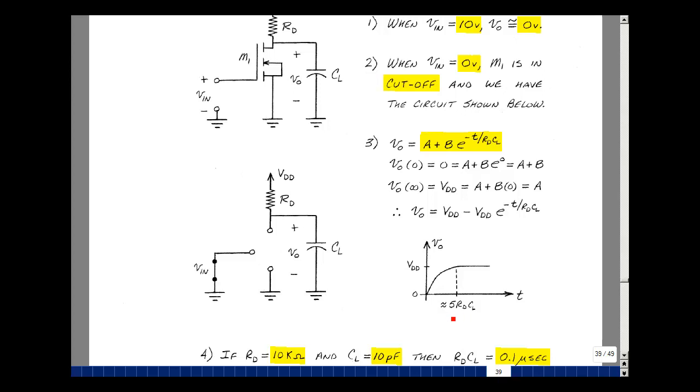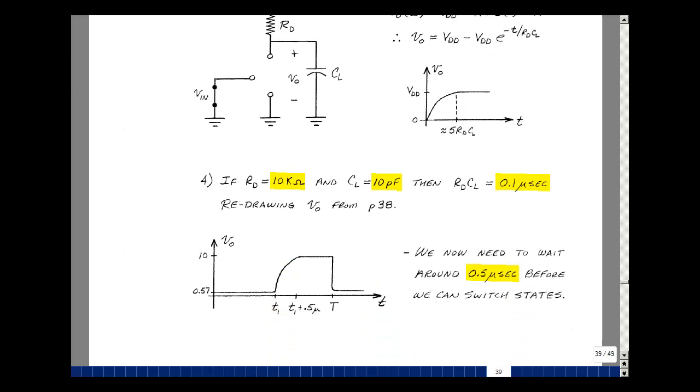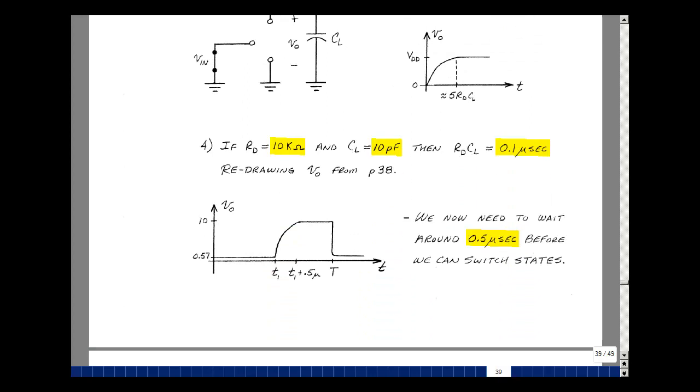It takes about 5 time constants to get to steady state. Now suppose that R sub D were 10K and C sub L were 10 picofarads. Then our time constant would be 0.1 microsecond. If we go back to page 38, we do have an initial condition of 0.57, and we will eventually get to 10 volts. But the 5 time constants means it's going to take 0.5 microseconds added to whenever this instant in time occurs. We have to wait for the output to get to a level before we can start to switch again.